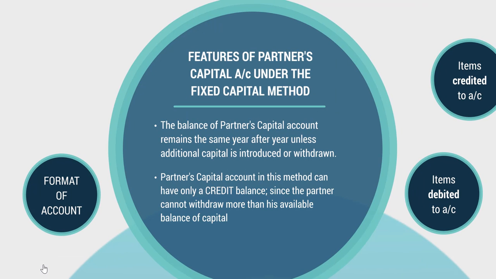So we discussed these two features in detail. The first one, the partner's capital account remains the same unless there is some additional capital introduced or there is withdrawal of capital. And the second one we said was the partner's capital account can have only a credit balance since the partner cannot withdraw more than what his available balance of capital is.